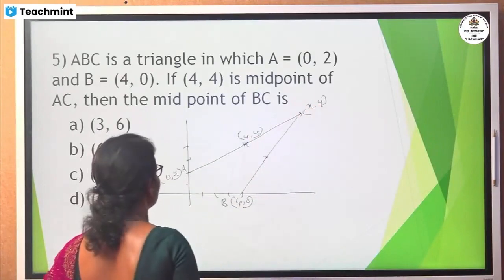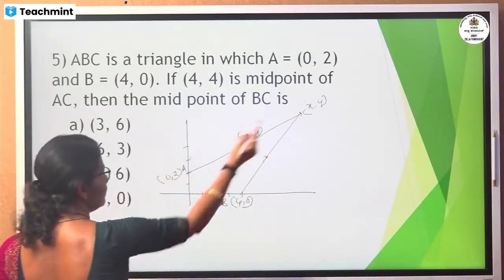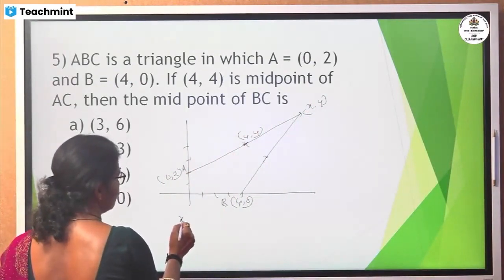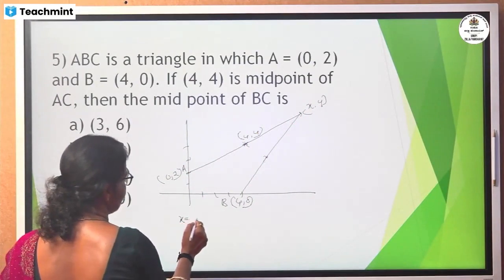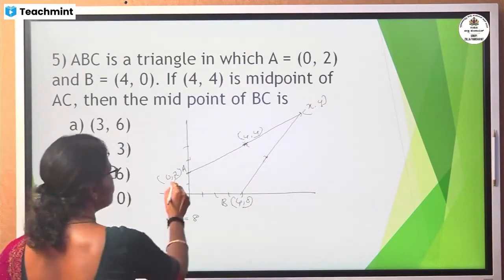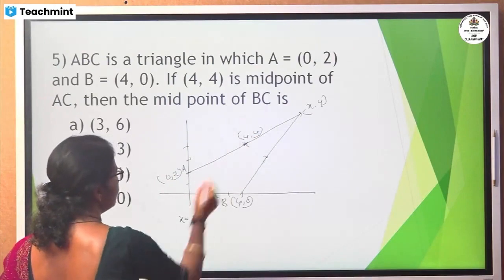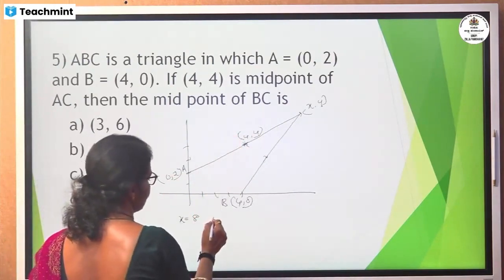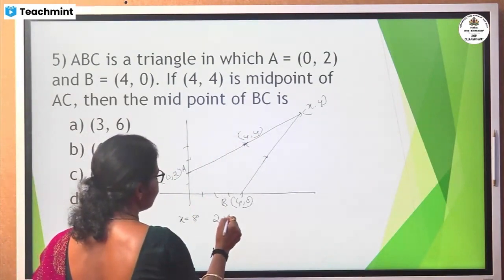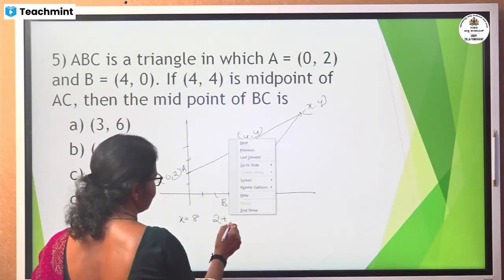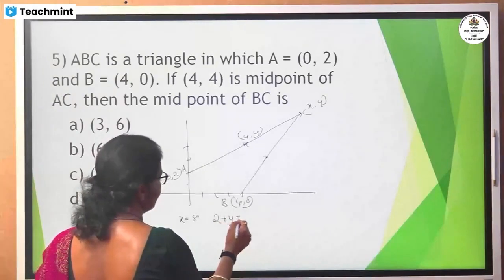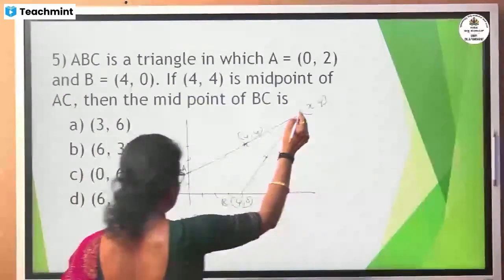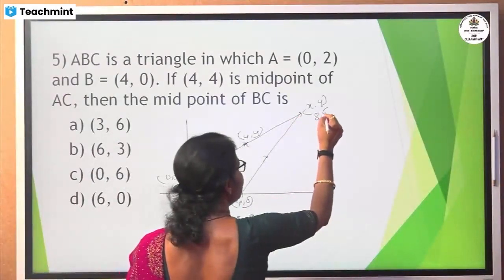Use the midpoint formula. See, (0 plus x) divided by 2 is 4, means x by 2 equals 4, so x equals 8. (2 plus y) divided by 2 is 4, so 2 plus y is equal to 8, y is equal to 6. So the coordinates of C are (8, 6).